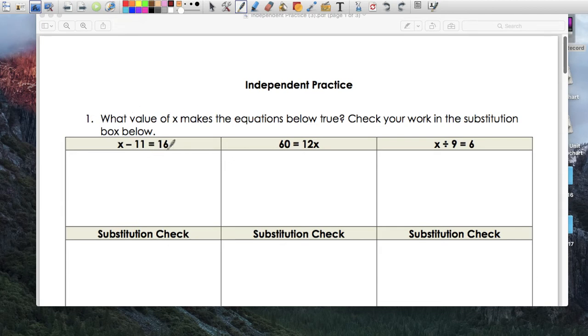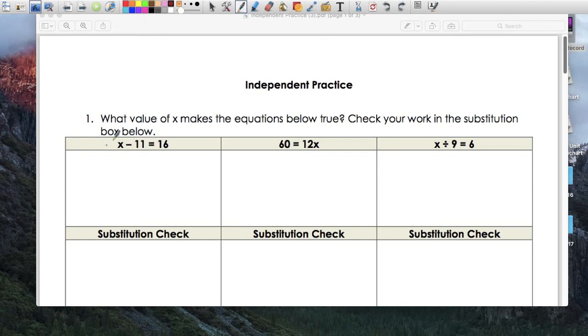11, x minus 11 equals 16. We're supposed to find the value of the variable. So how do you go about doing this? It's a subtraction equation. So I know that whatever x is going to be, it needs to be 16 more than 11. Another thing we can do is, because I know this is subtraction, we can add these two.